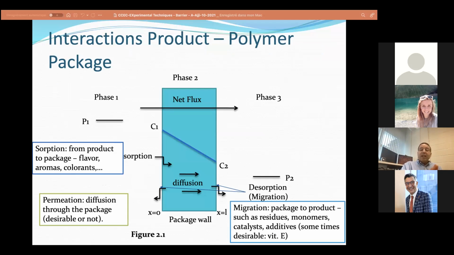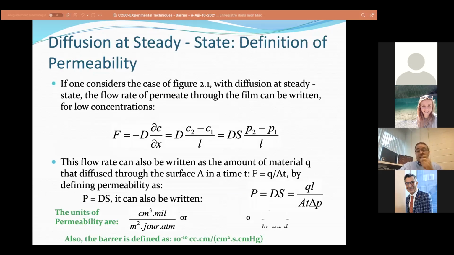When you reach steady state, you will reach a certain level of concentration C1 and concentration C2. If you look at the amount of material that permeated through, or the flow rate permeated through this membrane at steady state, you can write it as F equals minus D, the diffusion coefficient, times the gradient of concentration through your membrane.